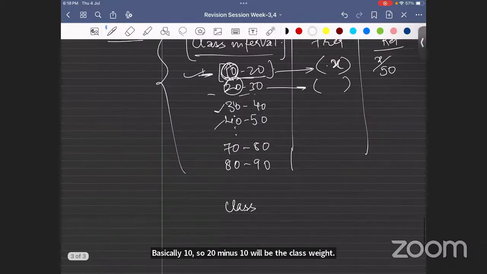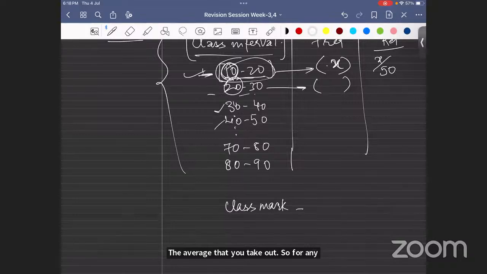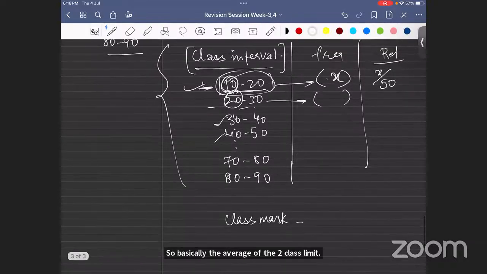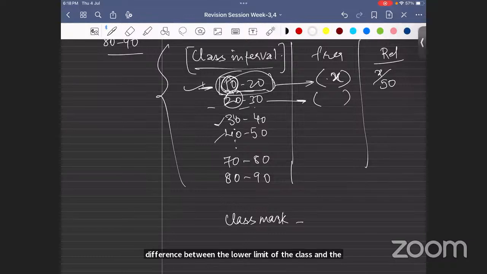I guess this is clear. So the class mark is basically the average of the two class limits. For any interval, 10 plus 20 divided by 2 would be the class mark. And for the class width, it is the difference between the lower limit of the class and the lower limit of the next higher class. So for this class interval, it would be 20 minus 10, the lower limit of this class and of the next class. So 20 minus 10 would be the class width.